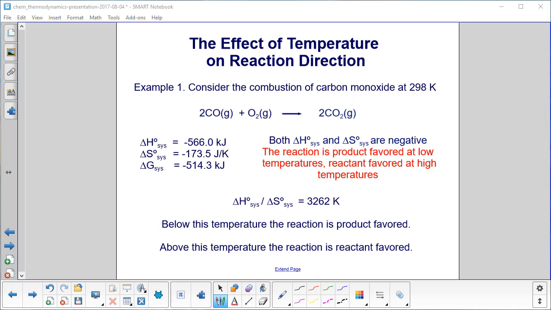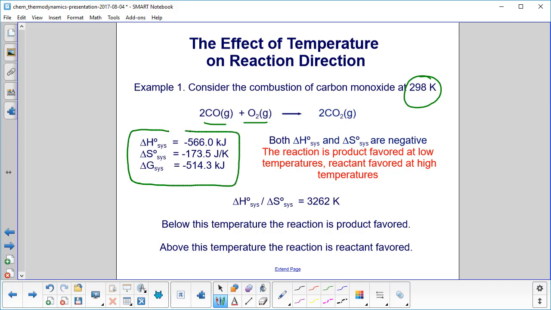The best way to understand the slides that we just went through is to take an example. So let's consider the combustion of carbon monoxide. Combustion means it's added to oxygen, at 298 Kelvin. So we come up with our Gibbs free energy, our change in enthalpy, and our change in entropy. Notice that the enthalpy and entropy terms are both negative.